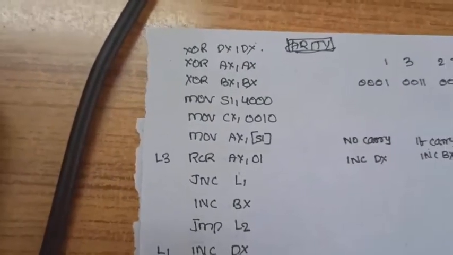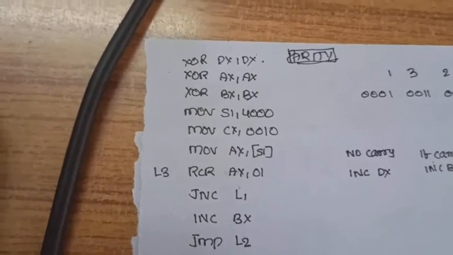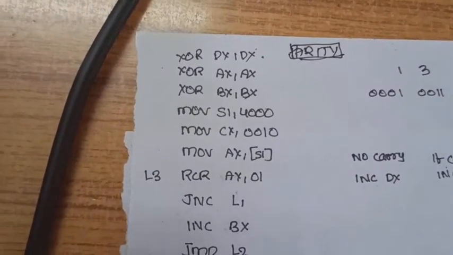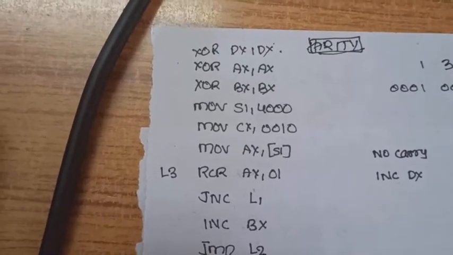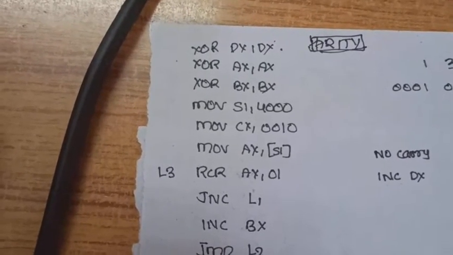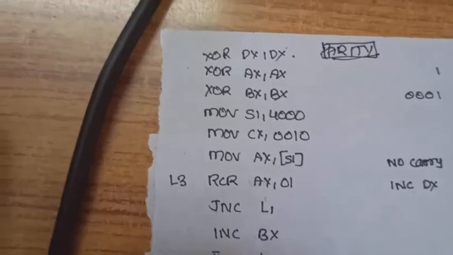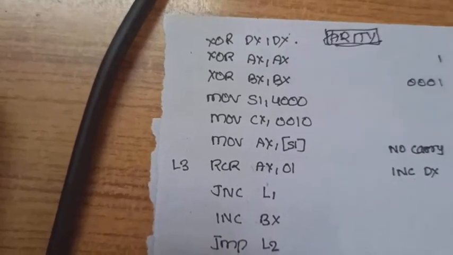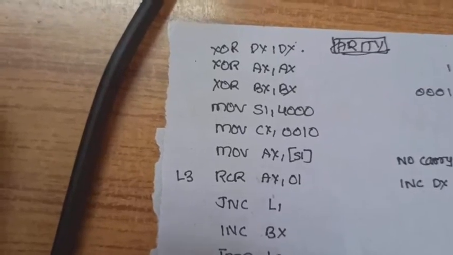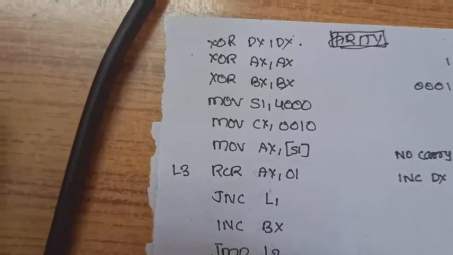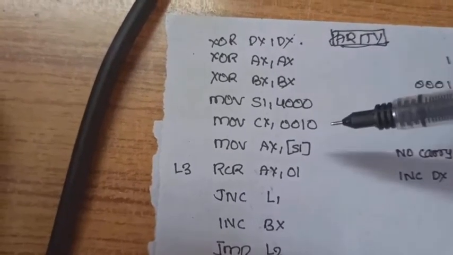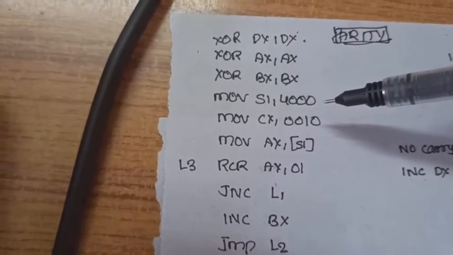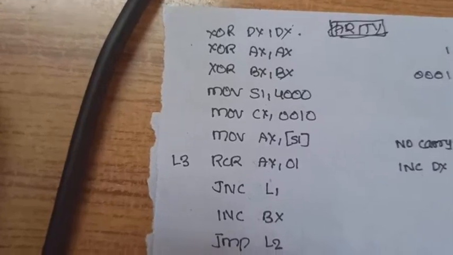First of all, we are going to use three registers here, AX, BX and DX. Before proceeding to the program, we are clearing the registers so that any old previous values can be removed. You can write MOV DX, 00, or you can write XOR DX, DX; both will do the same operation. Now MOV SI, 4000. In this 4000 I am going to provide data for which I want to identify the parity.